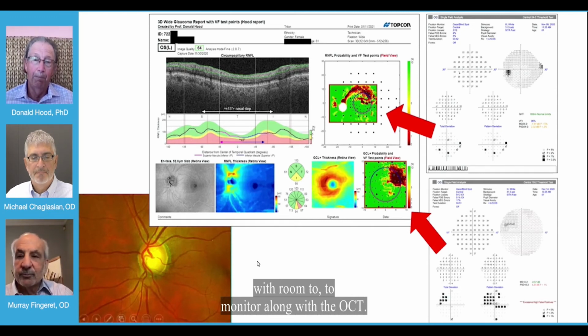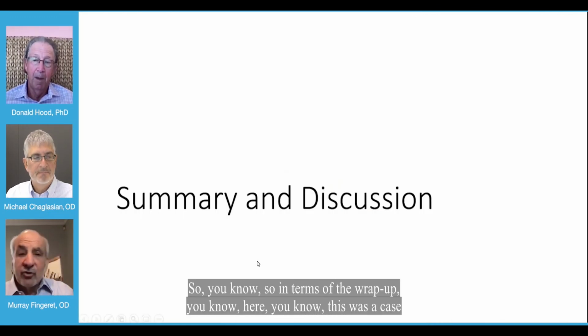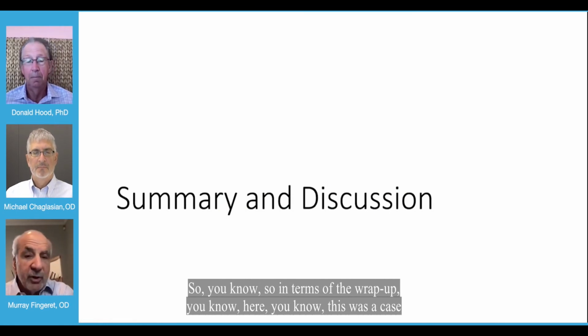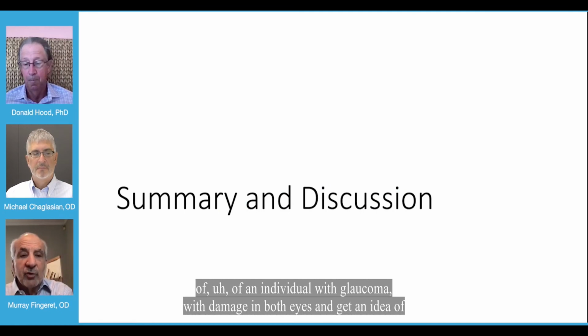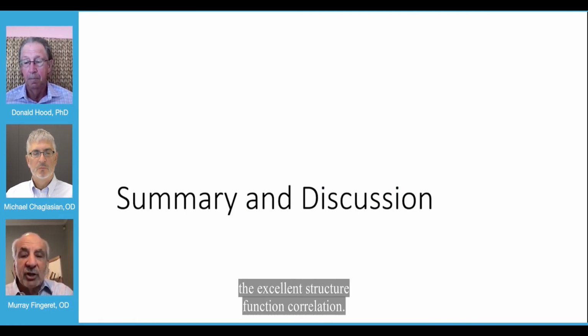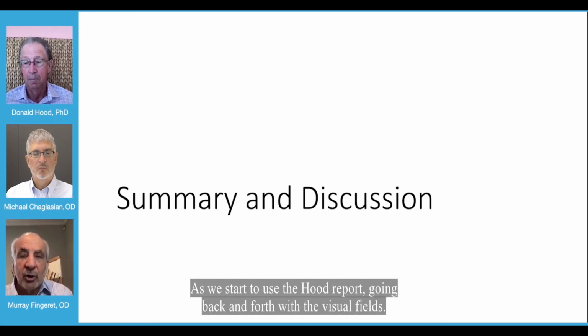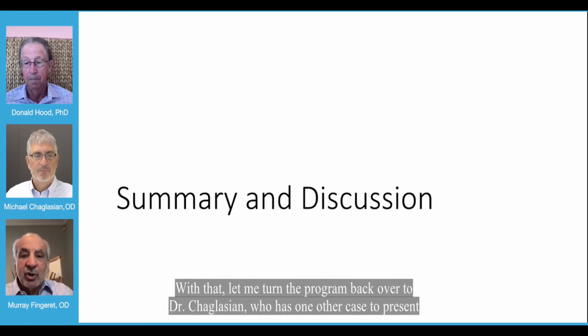Good. Okay, so in terms of the wrap up, this is a case of an individual with glaucoma with damage in both eyes, and you get an idea of the excellent structure function correlation as we start to use the Hood report, going back and forth with the visual fields. With that, let me turn the program back over to Dr. Chaglasian, who has one other case to present.